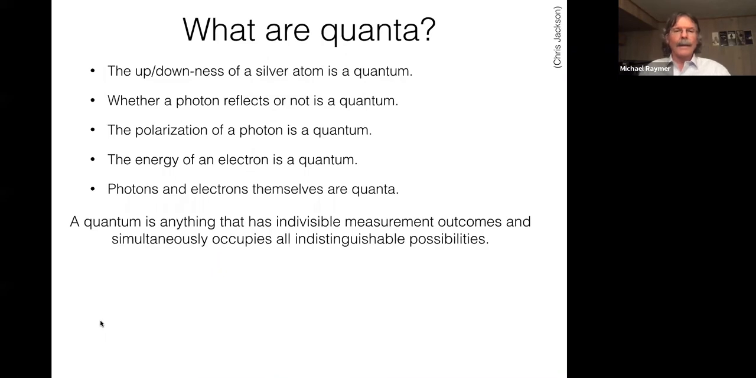Okay, final slide, I think. What are quanta? So we talked about quantum mechanics. A quantum is the singular version of the word. Quanta is the plural version of the word. So I would say there's two ways to answer this. The very last one says photons are quanta. That's true, and electrons are quanta. So a single photon is a single quantum.